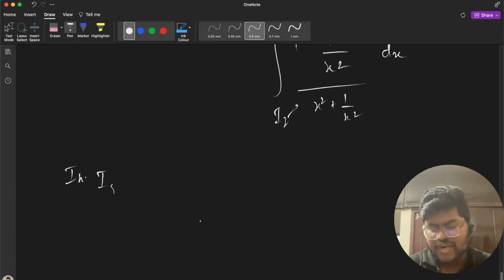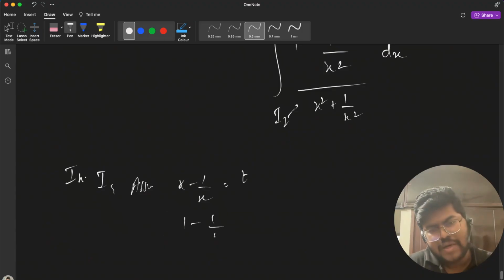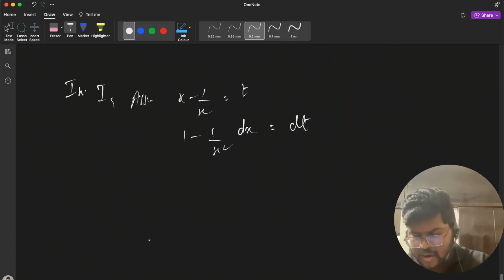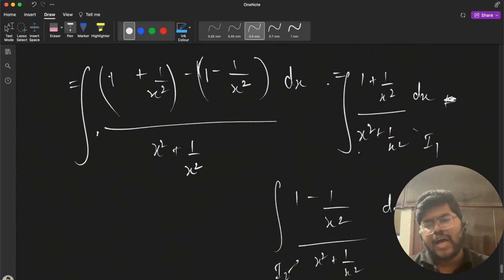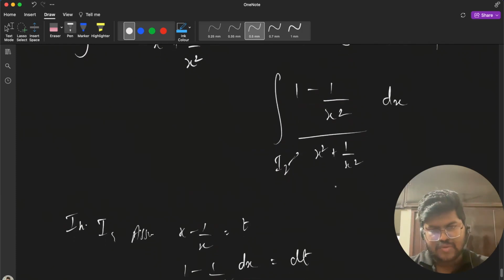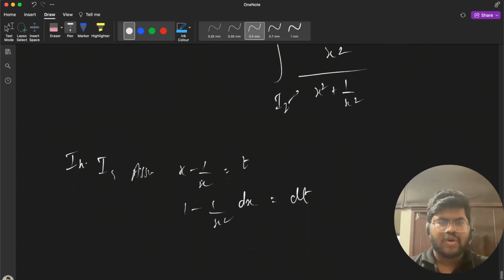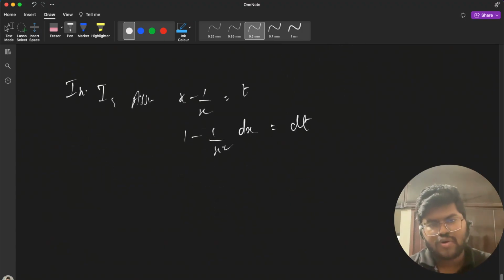Now in I1, assume x minus 1 upon x as t. So we get 1 minus 1 upon x square dx as dt. Simple. Now just see the elementary mathematics here. I have to write x square plus 1 upon x square in terms of x minus 1 upon x. So x minus 1 upon x whole square is x square plus 1 upon x square minus 2. If I add 2 to t square, then we get the value of x square plus 1 upon x square.